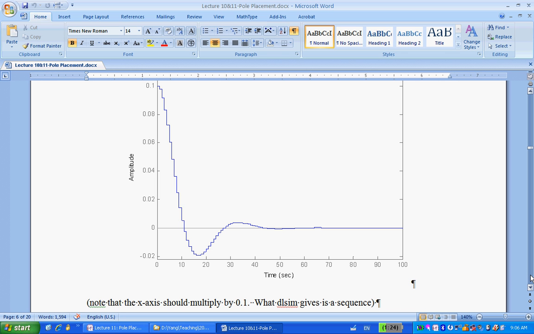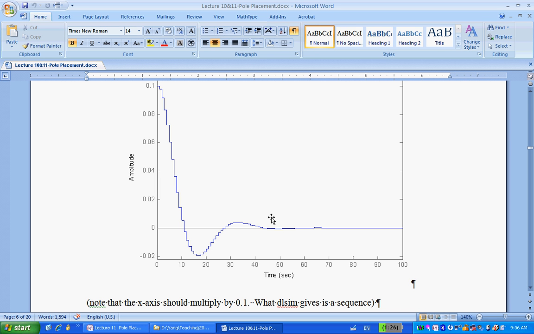Let's take a look at the response here. Basically, I want to see if the response more or less conforms to our design. Remember what our design is. The design is a time constant of 1 second.